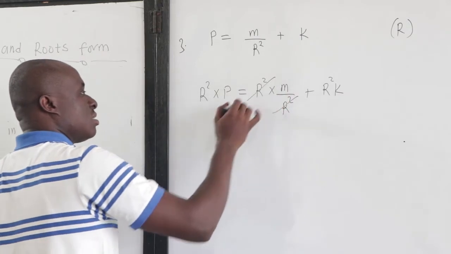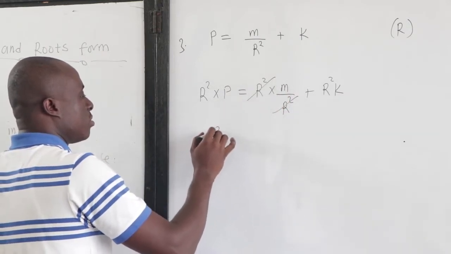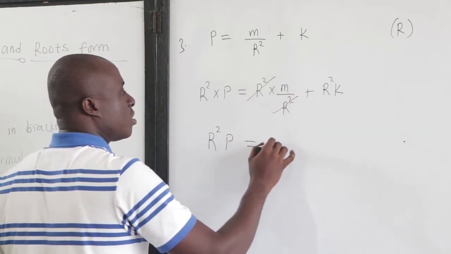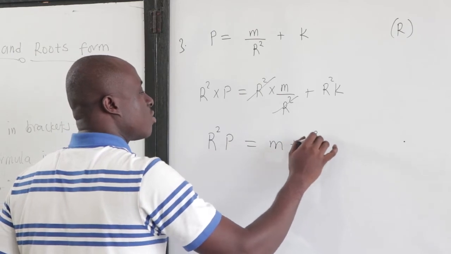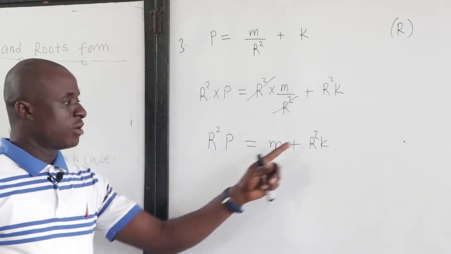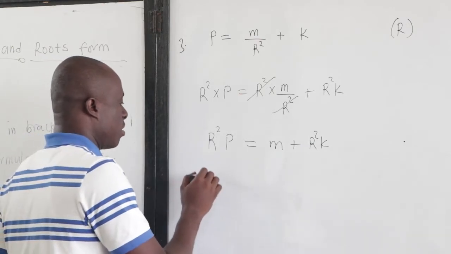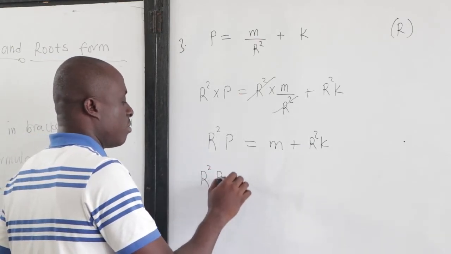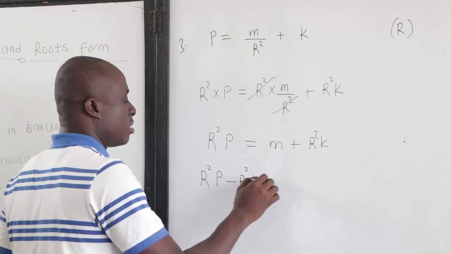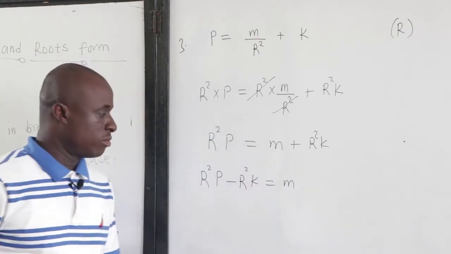Clearly this and this are cancelling out. So we have r squared p equal to m plus r squared k. We have r squared here, we also have r squared here. We can group like terms. So you have r squared p minus r squared k equal to m.